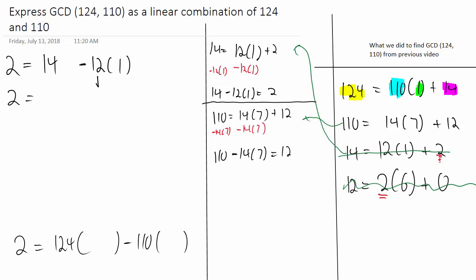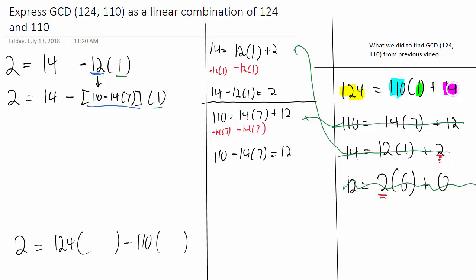And I'm going to substitute for this 12 right here. So I just replace the 12 with a 110 minus 14 times 7 quantity. And so this 12 is substituted here. And the little 1 is still there. It's not really useful since it doesn't really do anything. But all I'm doing is substituting. So I'm going to make note that since I used this already, I'm going to scratch that out.